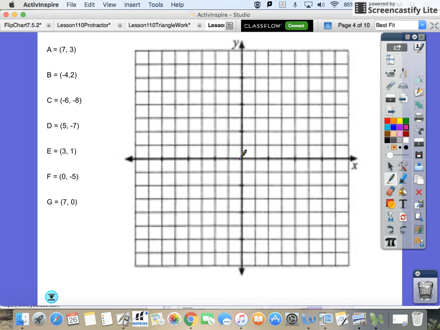So for example, A is 7, 3. That means you need to go over 7 first. 1, 2, 3, 4, 5, 6, 7. Then you go up 3. So make sure you keep it in order that way. Otherwise, you're going to get kind of messed up. So B is negative 4, 2, means go backwards 4. So 1, 2, 3, 4. And then up 2. That's B.